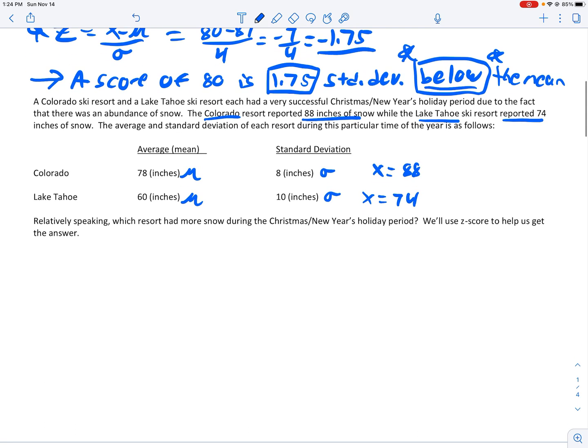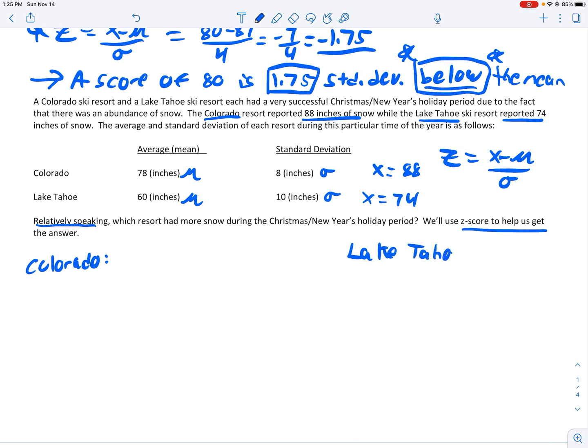So which resort had more snow during the holiday season? Relatively speaking, we'll use the z-score to help us. So remember, the z-score formula is x minus mu over sigma. So we're going to do a z-score for Colorado. And we're going to do a z-score for Lake Tahoe. And then we're going to compare them.